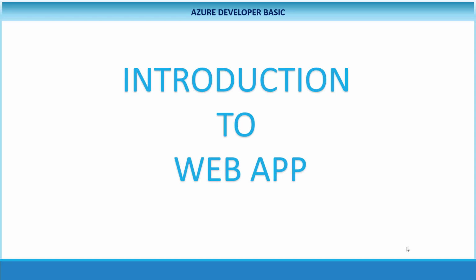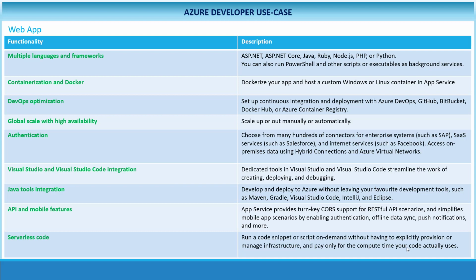Let's focus on what is web app. Web app has multiple functionalities. We already know web app is a hosting platform and we can host different applications built by different frameworks and languages like ASP.NET, ASP.NET Core, Java, Ruby, Node.js, Python. We can even run PowerShell and other scripts as a background service in web app.